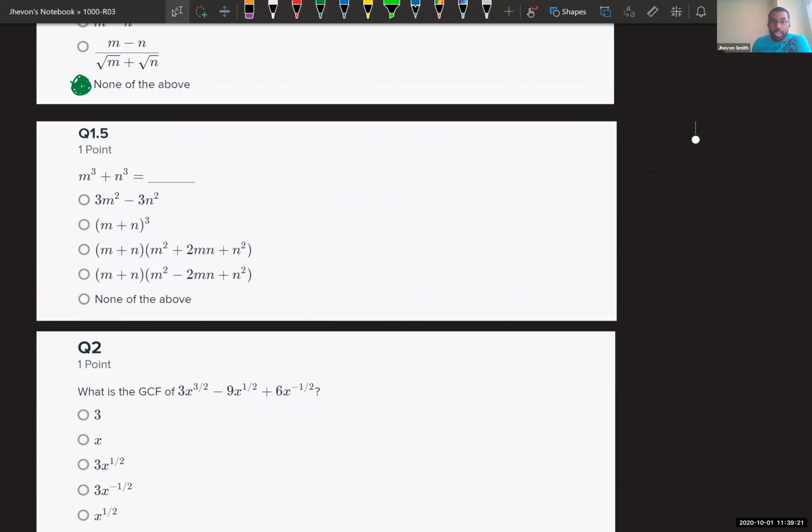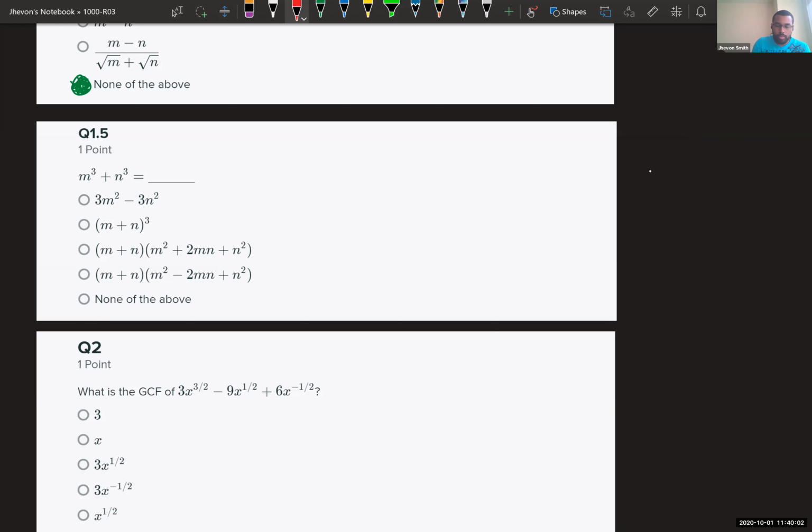Moving on to m cubed plus n cubed. What do you think that is? Anyone? So, spoiler alert, this is the sum of two cubes formula, sum of cubes formula. Does anyone remember that? That'd be the third one. It is not the third one. However, that would be a common error.